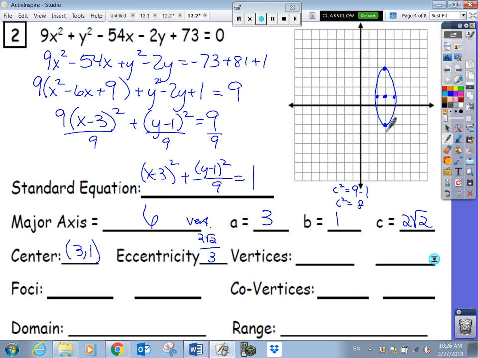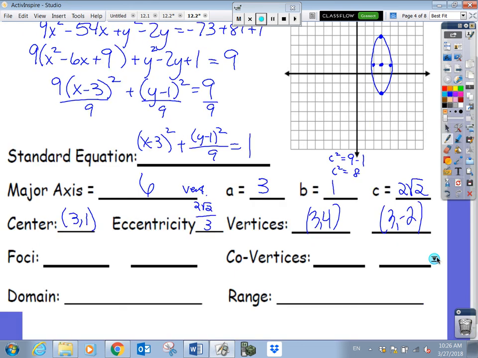We can list those vertices now. So the vertices are going to be (3, 4) and (3, -2). It doesn't matter what order you list those in. The co-vertices are going to be (2, 1) and (4, 1). And then the foci, 2 root 2. Remember, that's the same as the square root of 8, so it's going to be a little less than 3. So there's the foci, there's the foci.